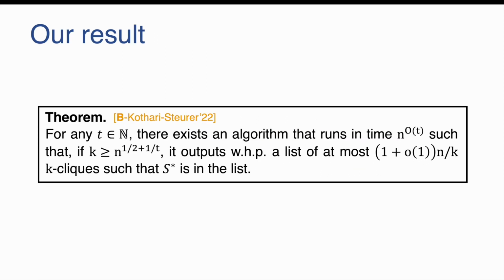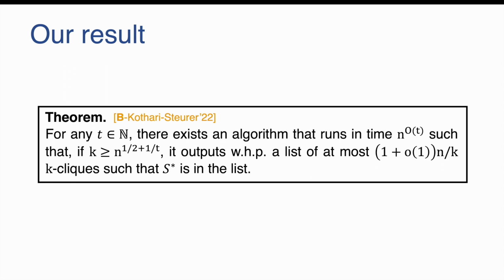And our theorem statement looks like this. For any natural number t, we give an algorithm that runs in time n to the O of t, such that if k is at least n to the 1/2 plus 1 over t, it outputs with high probability a list of at most (1 plus little o of 1) times n over k cliques, such that S star is in the list.